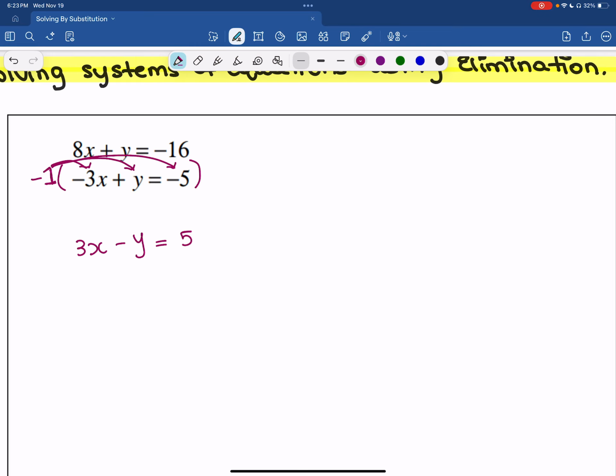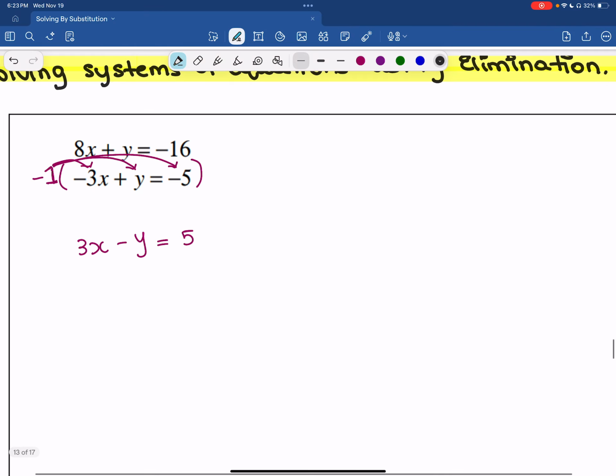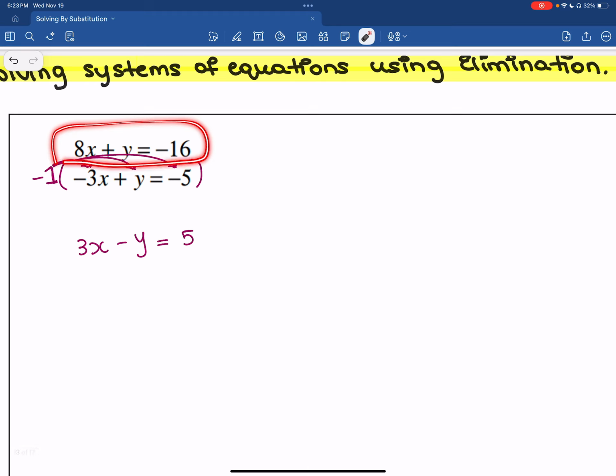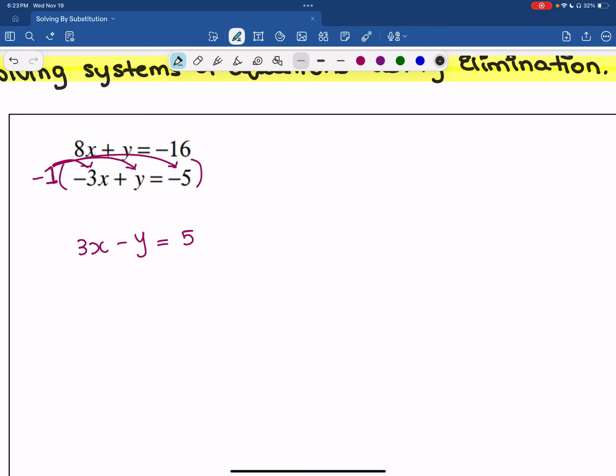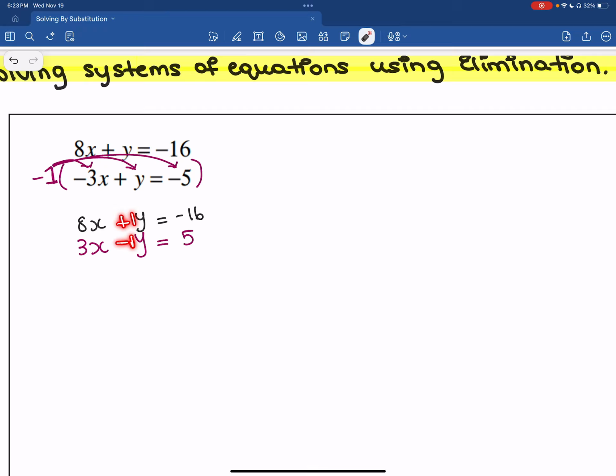I'm just going to add my new equation back to the first equation that I had. So I'm going to take my first equation and just rewrite it on top of the equation that I just got. So 8x plus y is equal to -16. Now, if you notice, I have 1y, and now they're opposites of each other. One is positive, the other is negative. So I can easily use the elimination method to solve this. Since they're opposites, we just add the two equations together.